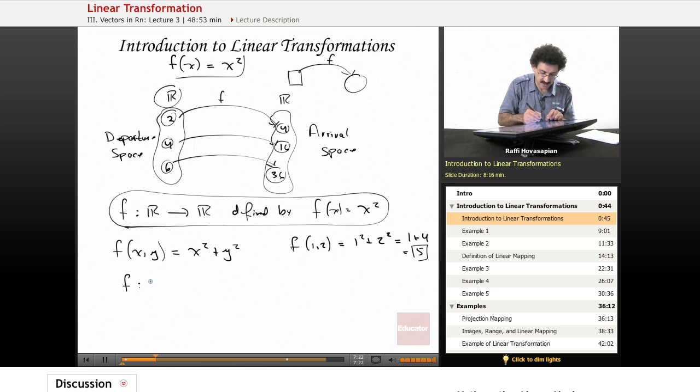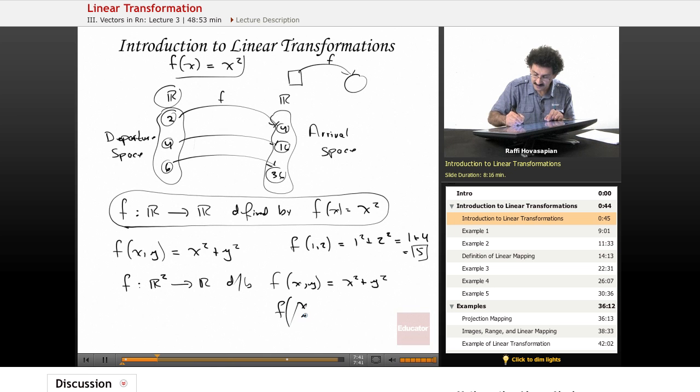The function f is a mapping from R2 to R, defined by f of x, y equals x squared plus y squared. I could also write this in vector form, f of the vector (x, y) equals x squared plus y squared. And again, this coordinate (x, y) is the same as a 2-vector.